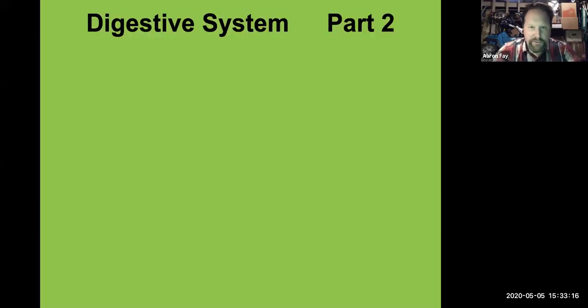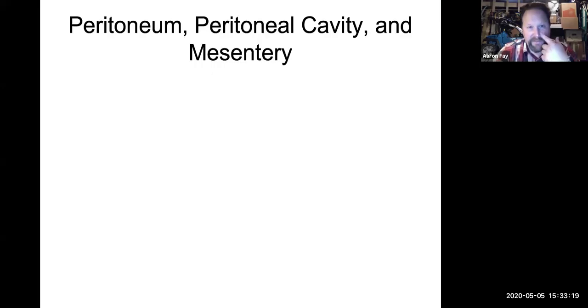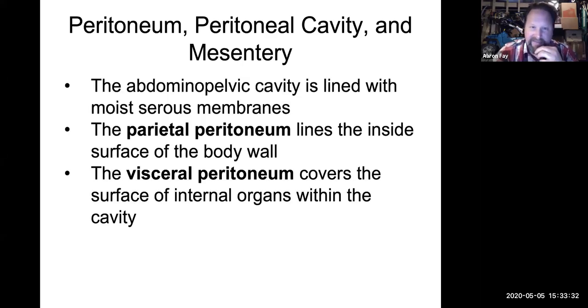Everyone, welcome back to part 2 of the digestive system. So last time we talked a little bit about the spaces leading into the GI tract, the oral cavity, the oral pharynx. Now we're going to talk about some of the structures that are in the abdominal pelvic cavity.